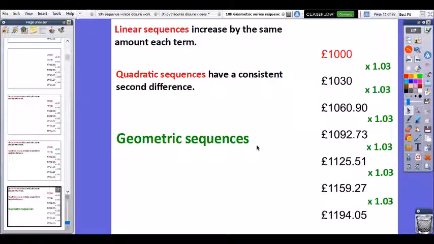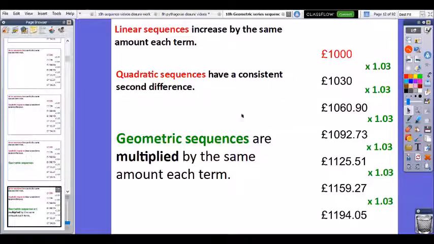Again, I want you to pause the video and think about what we just discussed, and maybe you can have a guess. What do you think a geometric sequence is? So a geometric sequence is just where these numbers are multiplied by the same amount each time. So these money figures are actually an example of a geometric sequence, because each time I'm multiplying by the same amount. If that multiplier is consistent, that means we have a geometric sequence.